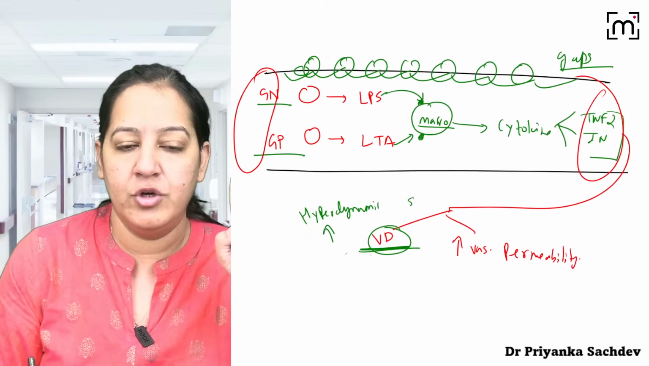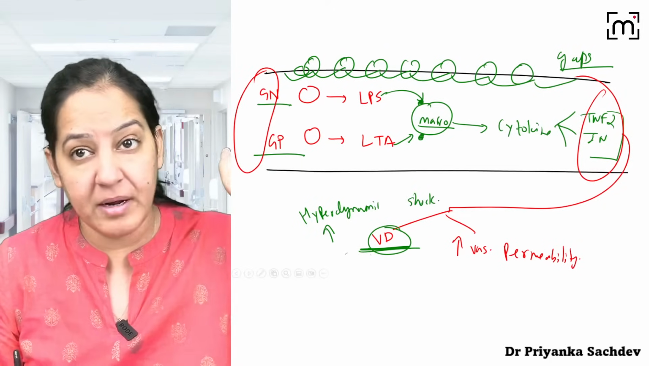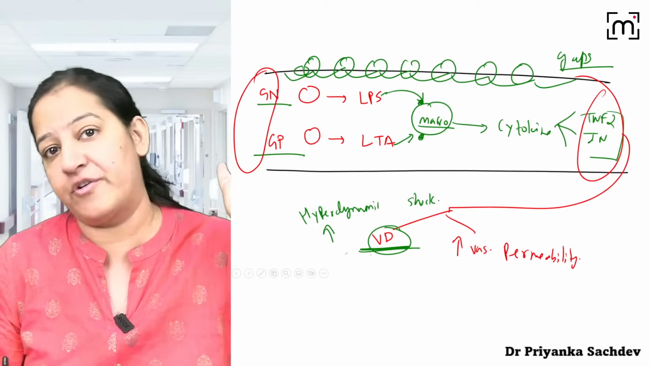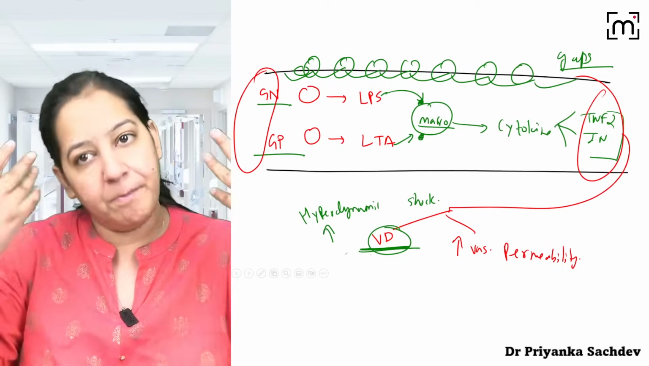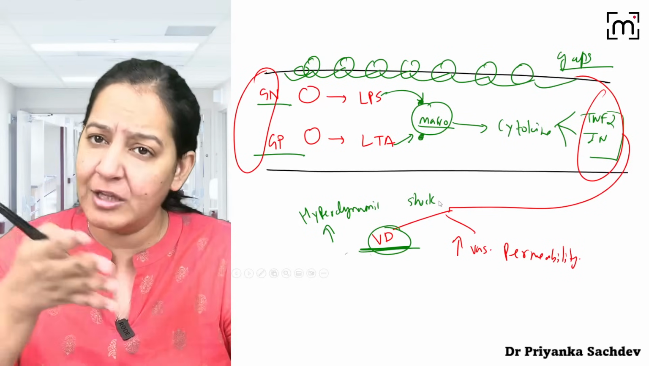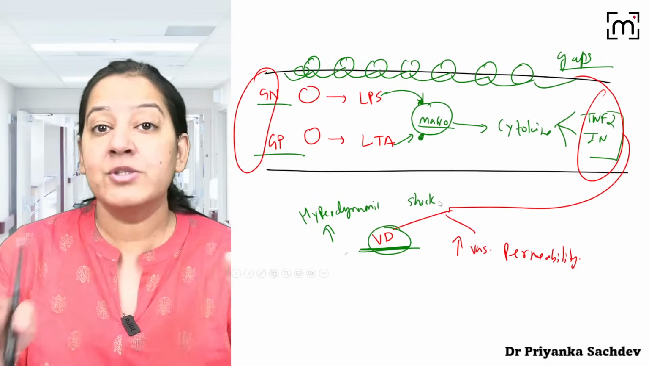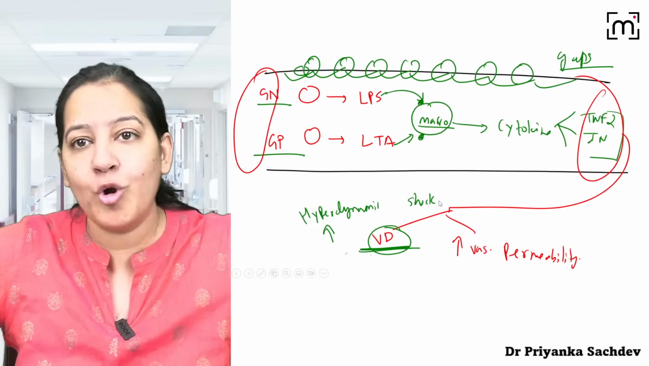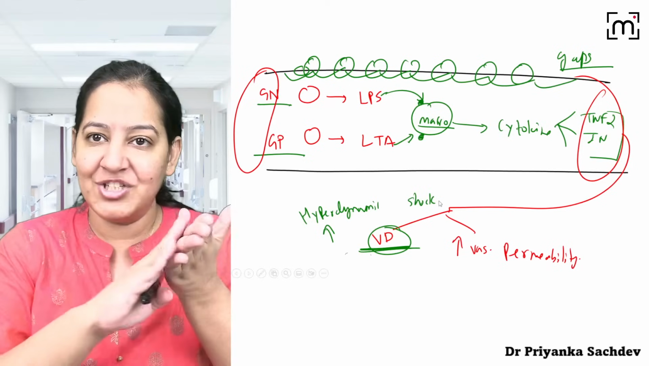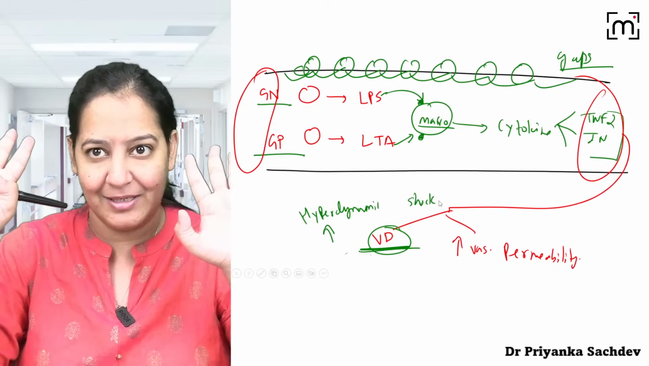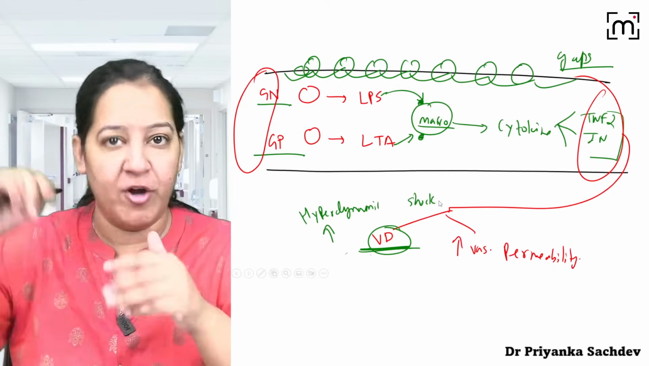Hyperdynamic shock. You got my point? Remember the other two shocks which I have already taught you. In hypovolemic shock, there is no blood; instead of 5 liters, there are only 2-3 liters of blood. So less blood is going to all the organs, not more. If you touch the fingers or hands of the patient in hypovolemic shock, they are cold.